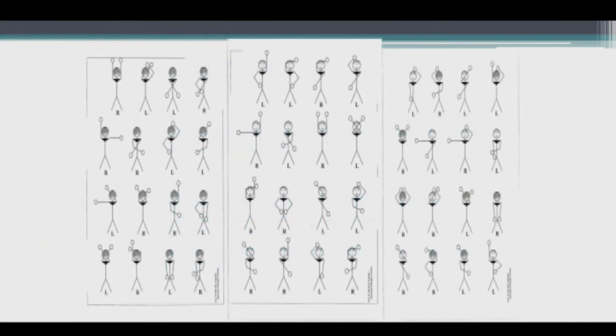So this is the Bergen left-right discrimination test. It consists of 3 sections, each one harder than the next one, 48 stick figures in each section, and you have 90 seconds to complete them. It incorporates images from the front, back, and then mixed.